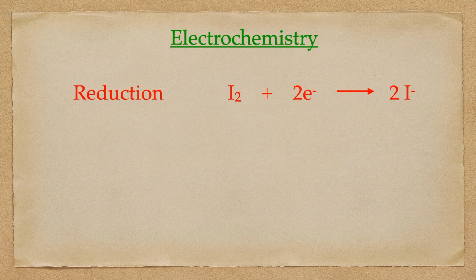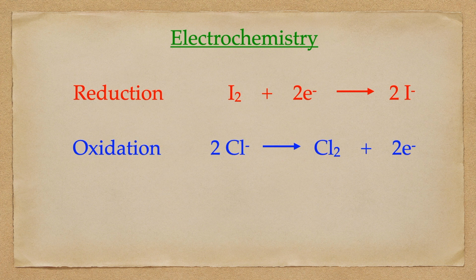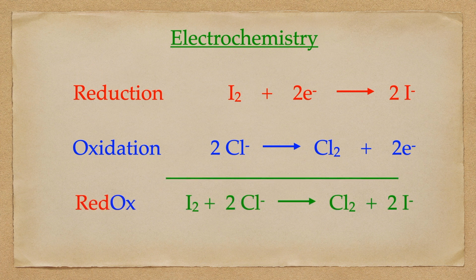The iodine becoming iodide is reduction. The chloride becoming chlorine and giving up 2 electrons, that's Leo, that's oxidation. Together, iodine reacting with chloride ions to make chlorine and iodide is a redox reaction.